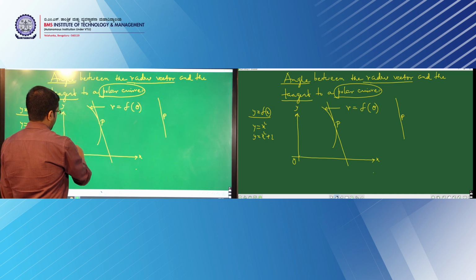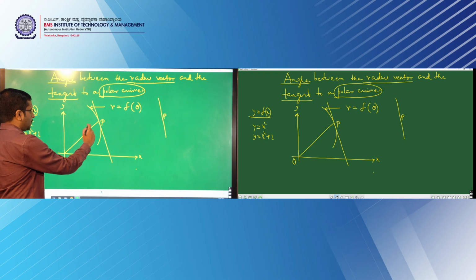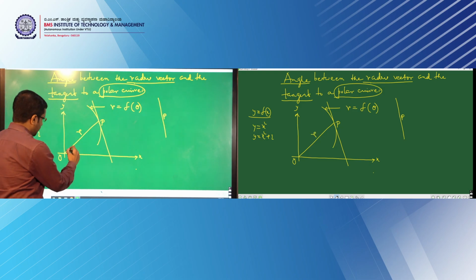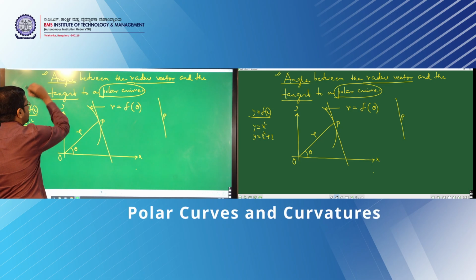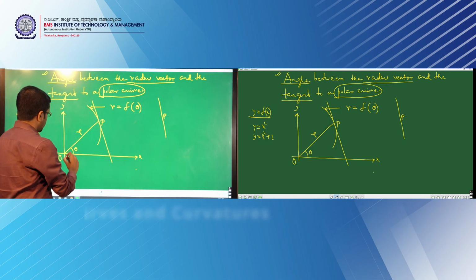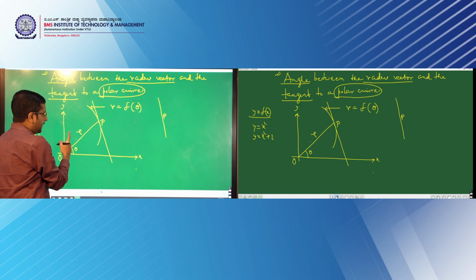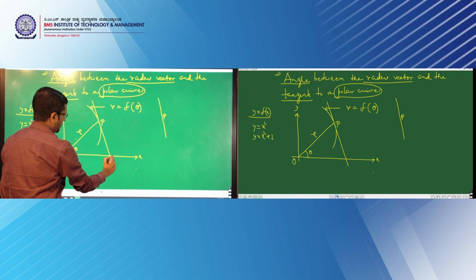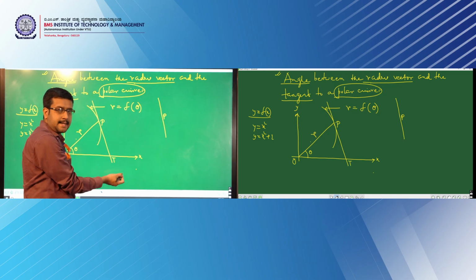Now we are joining the points O and P. Students, you know this line OP will give you the radial vector, or radius vector, r. This angle will be your theta angle. Now see the statement, what we need to find. In the statement it is written, we have to find the angle between the radius vector and the tangent. The radius vector is this OP line, or this r line, and the tangent to the polar curve. Suppose I am taking that this tangent intersects the x-axis at the point T.